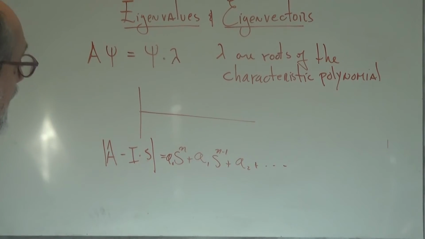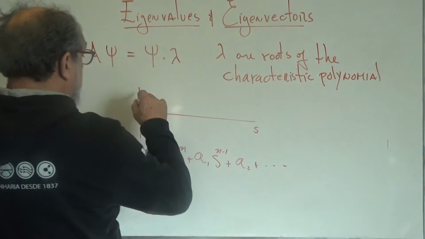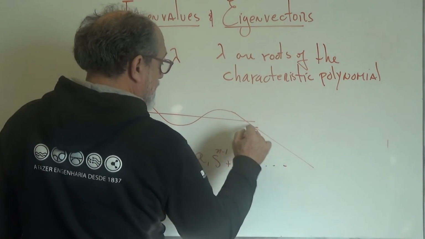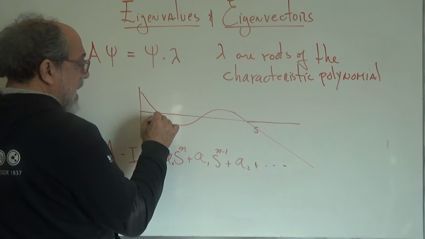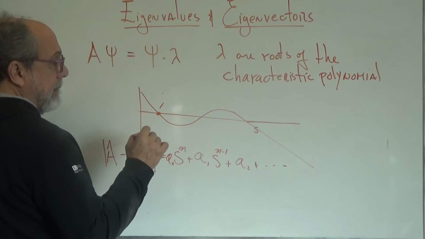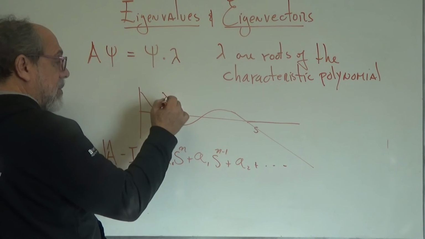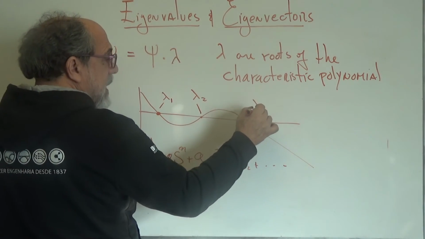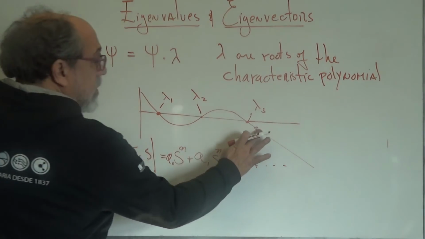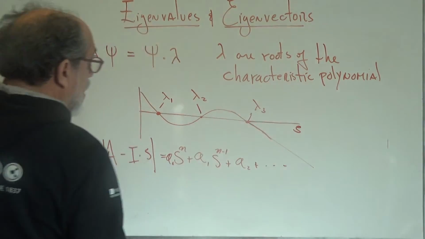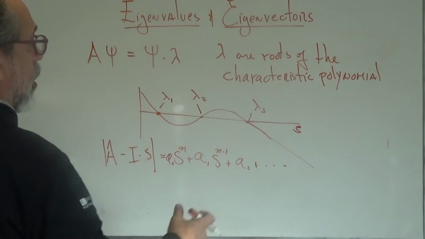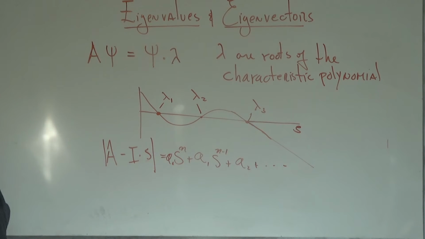So that means that if this here is s, this thing could be doing something like this. In this case we would say that this would be lambda 1, this would be lambda 2, this would be lambda 3, and this is s. Of course I'm showing the values of lambda on the real axis, but they can be complex, or usually are complex, as I will emphasize in a minute. But the point is that they are roots.